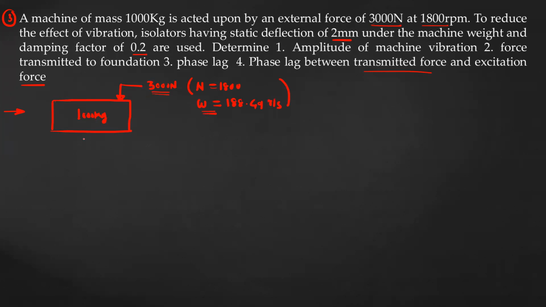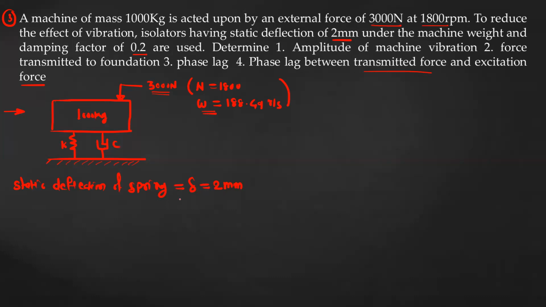Now to reduce the effect of vibration, isolators are used. So this is the isolator, spring and damper, and this is the foundation. This is K, this is C. For this isolator, the static deflection is 2 mm under the machine weight. We will represent the static deflection of the spring of that isolator as delta, and it is 2 mm.